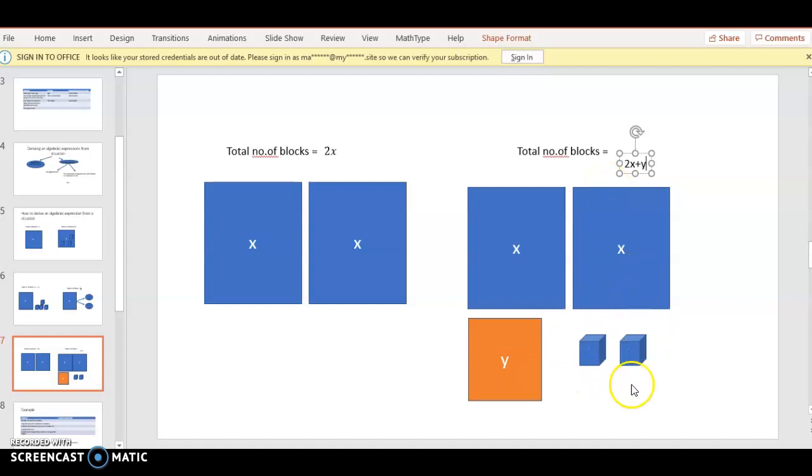And then we know the number of blocks here: you have 2 blocks, so we plus 2. Now you have your algebraic expression 2x plus y plus 2. This is how we change one situation into an algebraic expression.